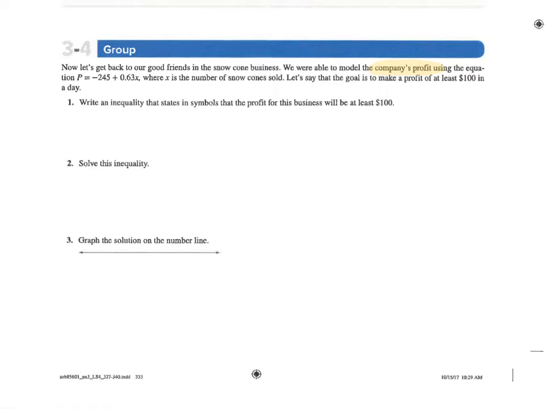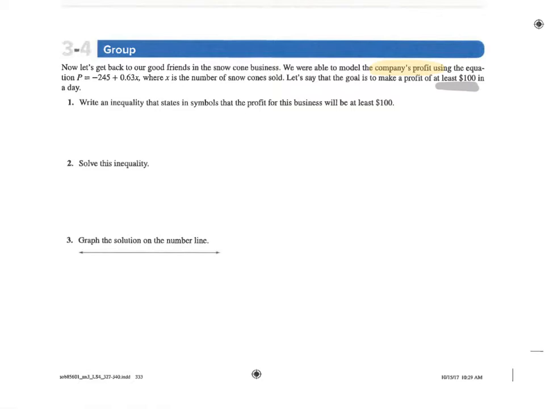Using the equation profit, P, equals negative 245 plus 63 hundredths X, where X is the number of snow cones sold. Let's say that the goal is to make a profit of at least $100. At least $100 means 100 is the very minimum that you would want to make. Number 1, write an inequality that states in symbols that the profit for this business will be at least $100.